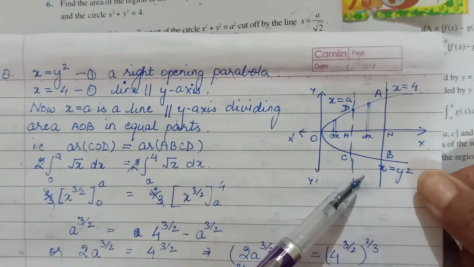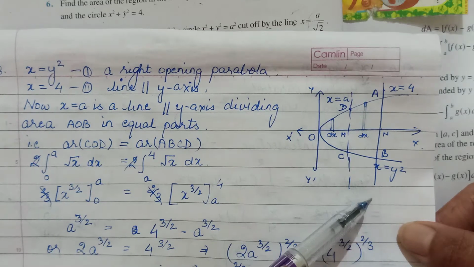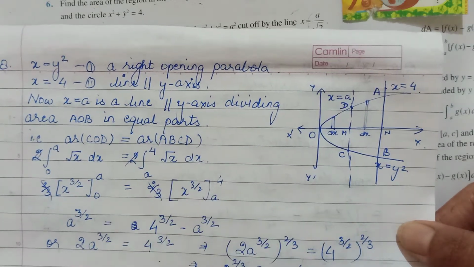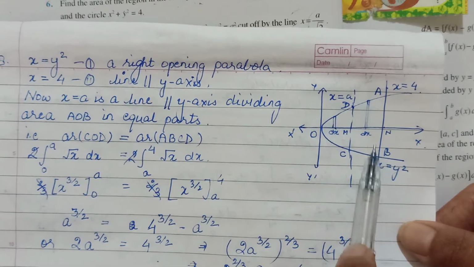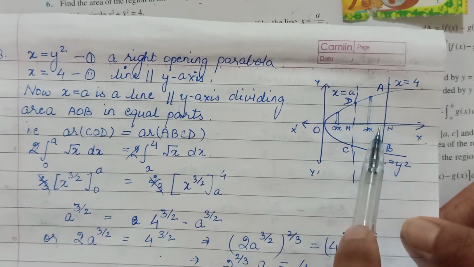तो कुछ ऐसा rough sketch हमारा बन के आता है. Alright, that's a parabola. Suppose this is the line x equals 4. Then somewhere in between would be the line x equals a, which is dividing the area between the parabola and the line into equal parts. So these are the two parts it has divided it into.